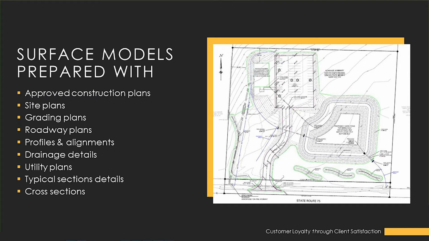Items used for the model preparation, you get the CAD files I mentioned, you get the engineer's base proposed CAD file with proposed elevations or proposed contours elevated, proposed utilities, and proposed feature lines and hard surfaces. The plans that we use to put this together along with the CAD file would be the obviously approved construction plans, which would include site plans, grading plans, roadway plans, profiles and alignments, drainage details, utility plans, the typical section details, and any cross sections such as for roadways.